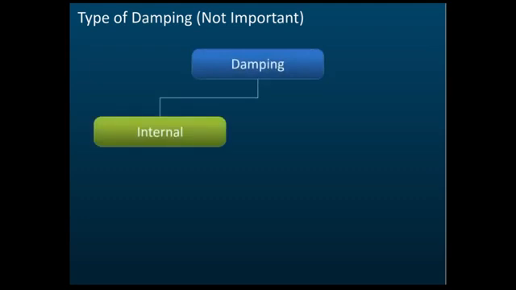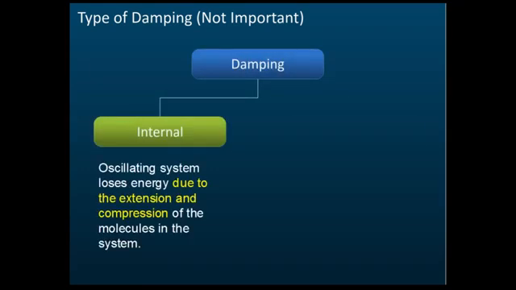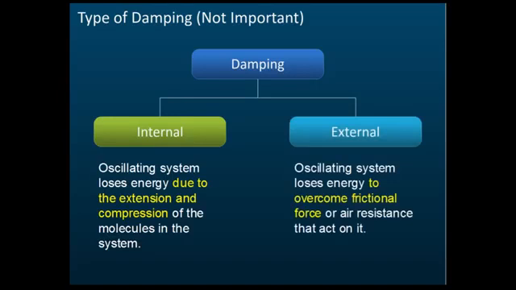And then we learned that there are two types of damping. But as I told you, this is not actually important. So you just need to know that there are two types: internal damping and external damping. Internal damping is caused by the extensions and compressions of the molecules, and external damping is caused by frictional force.